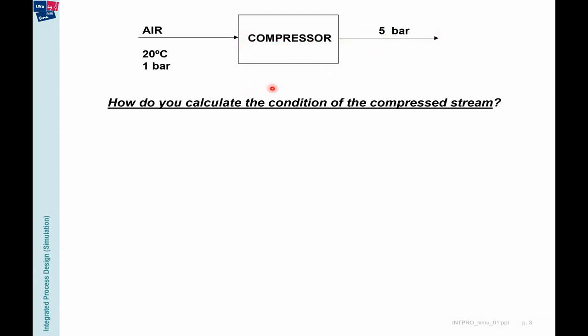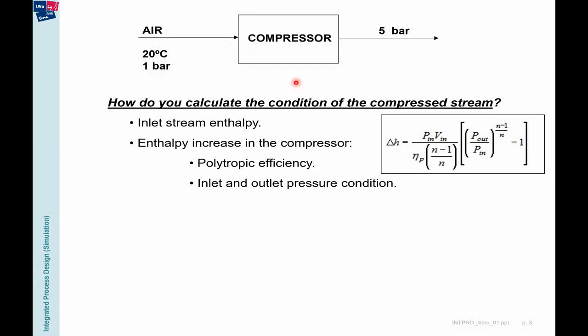So, for this, you need first the enthalpy of the inlet stream. How can you calculate it? You can do it from the specific heat of the gas. But if you want to do it not for an ideal gas, but for a more real gas, you need to use an equation of state, for example, the Peng-Robinson equation of state. For doing this calculation, you only need the temperature, the pressure, and the composition of the stream.